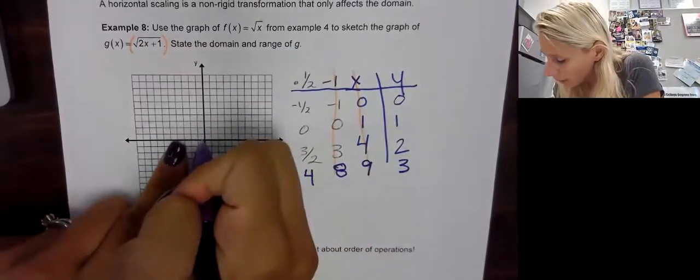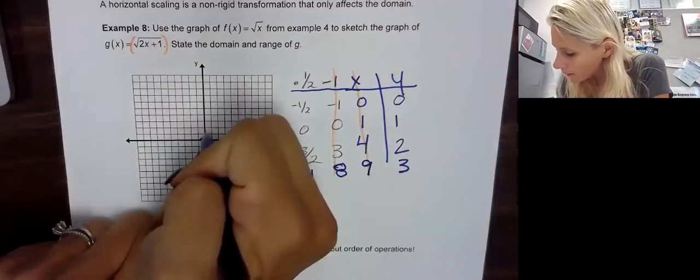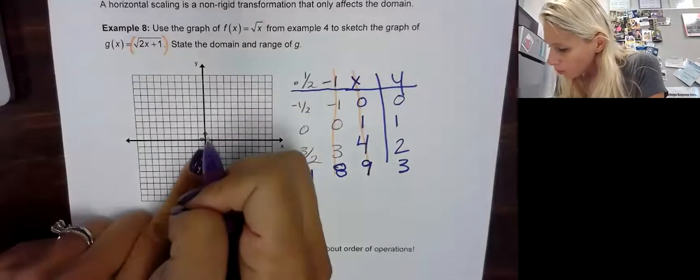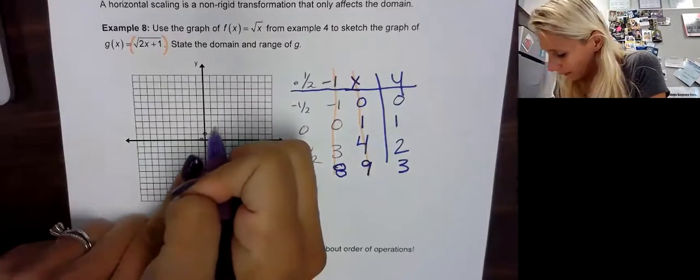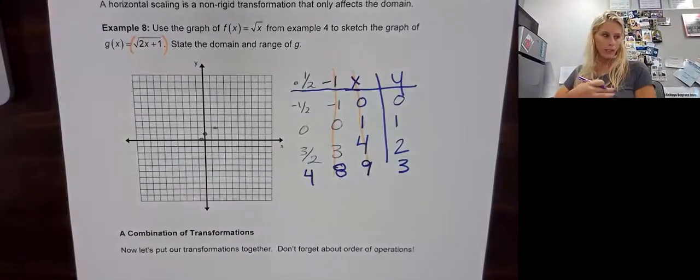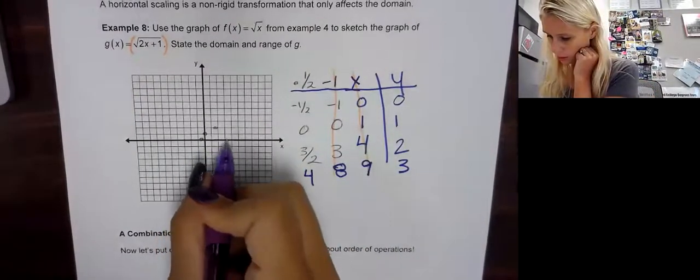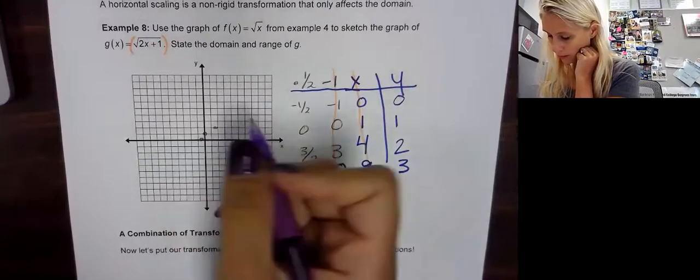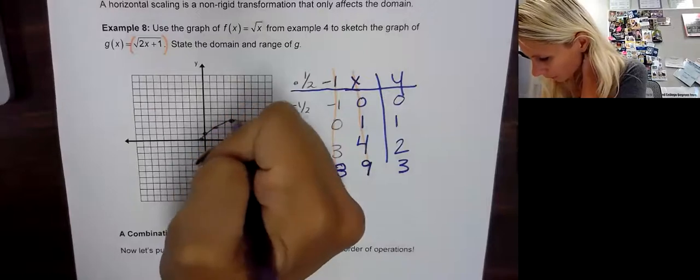So -1/2, 0; 0, 1; 1 and 1/2, 1; 2, and like I said, this allows me to make it look bigger by doing 4. 1, 2, 3. And now we have our transformation.